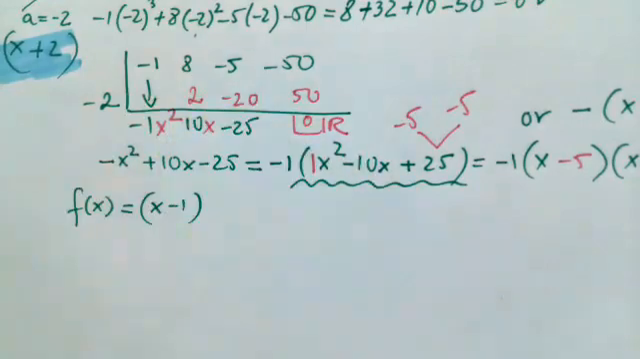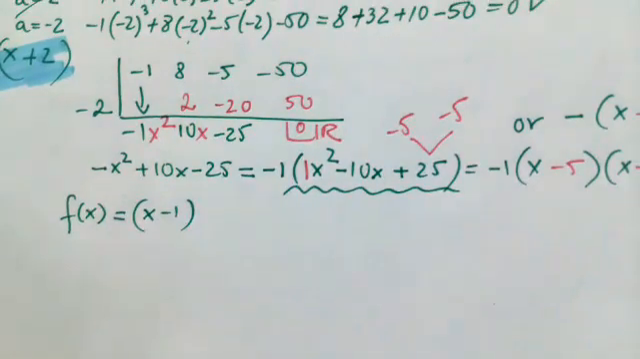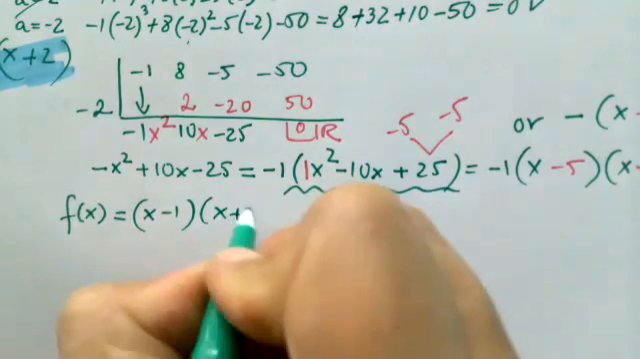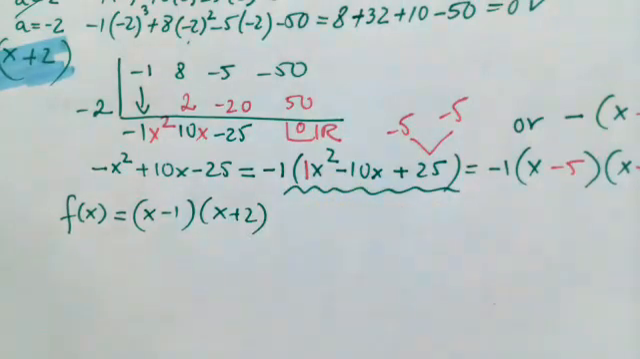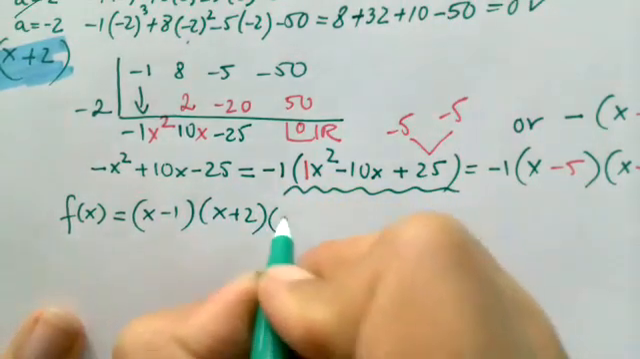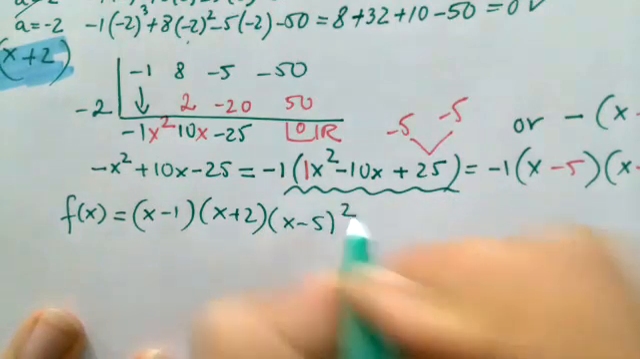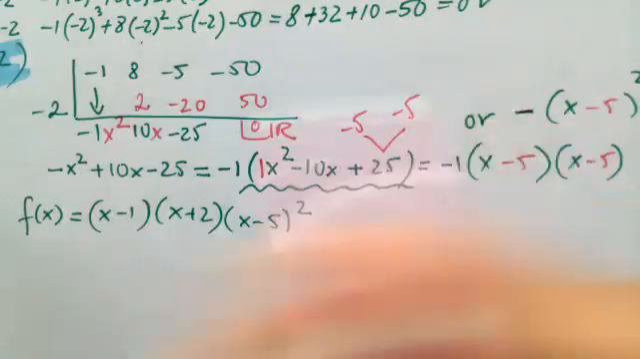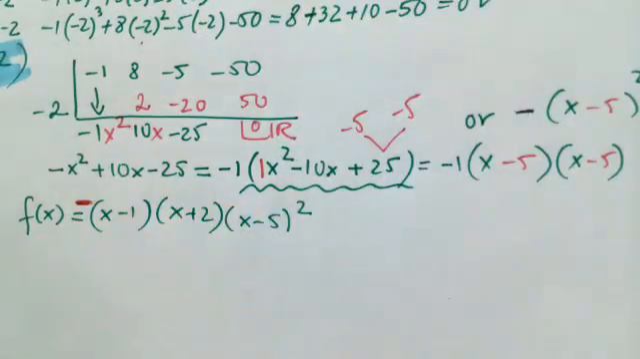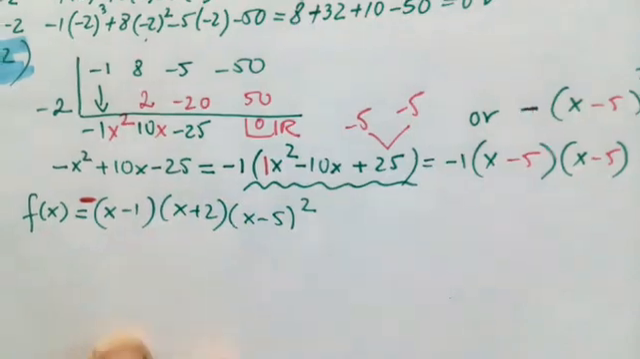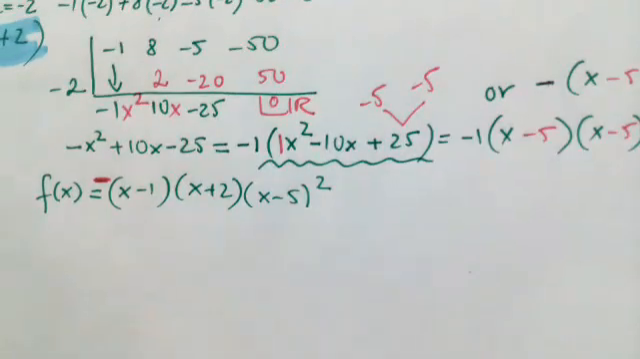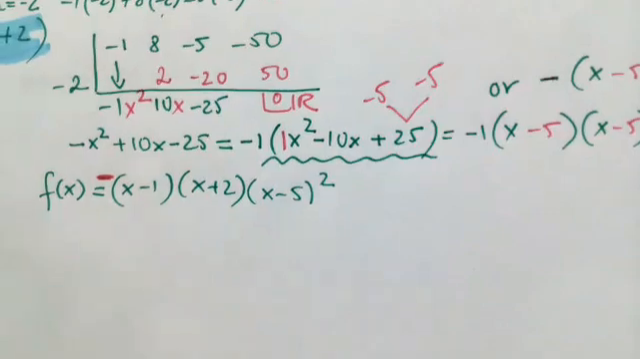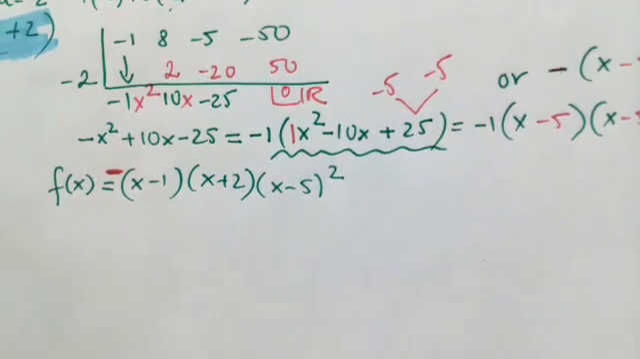X minus 1, we found first. X plus 2, we found second. And then we found x minus 5 squared. But then I have that negative in front of it. A lot of people forget about this negative, so I'll put that in front there. Because I don't really need it except for the calculation of other points. Okay, but if you leave it out, you're gonna get wacky points. They're always opposite in sign, you know, so it will mess up your calculations.